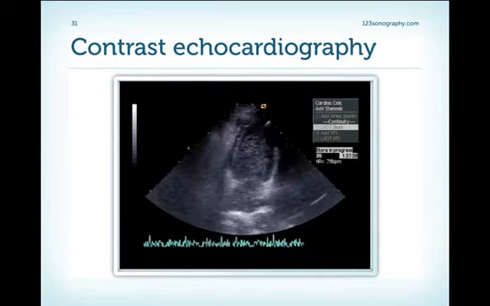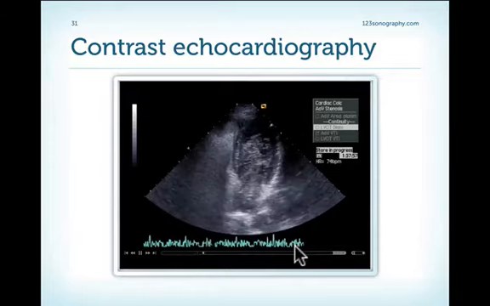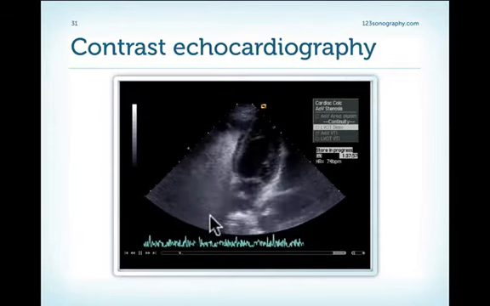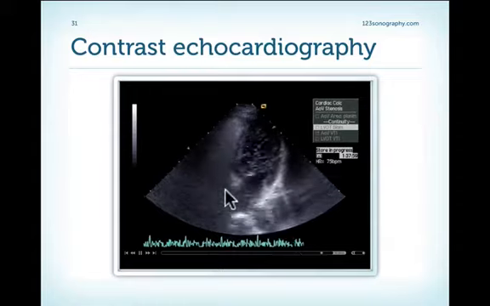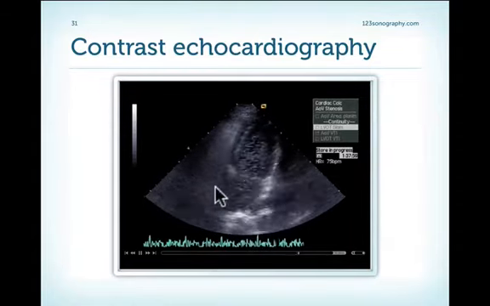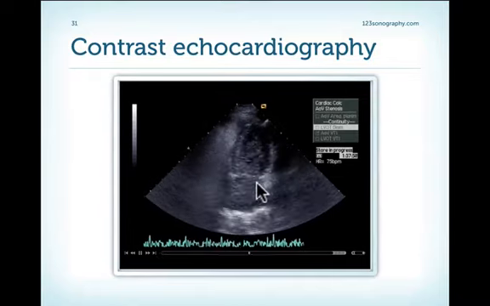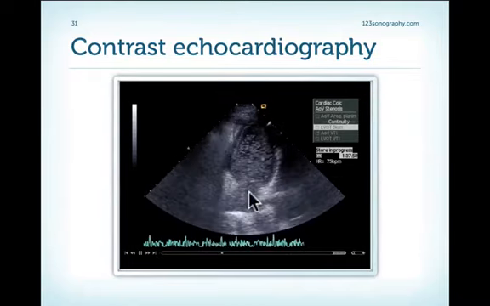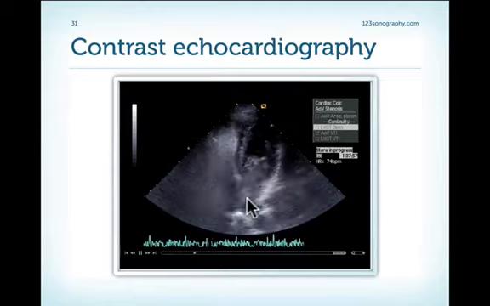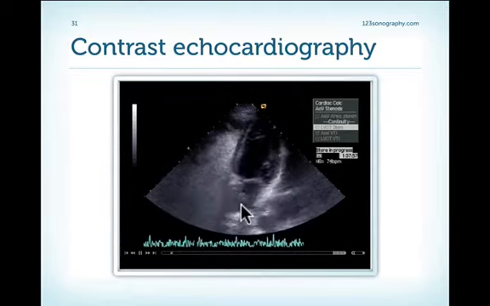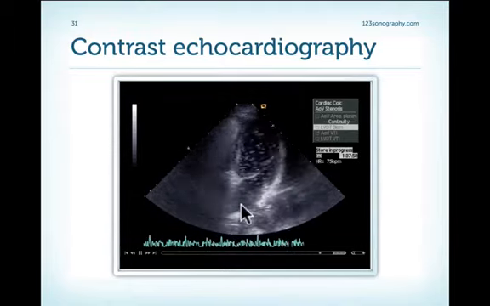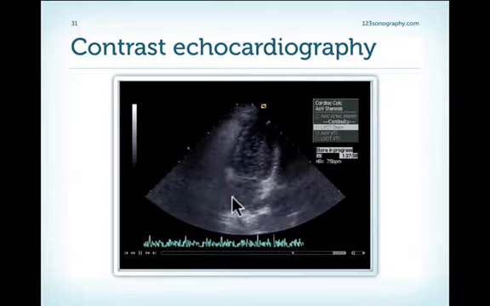Now, how about contrast echocardiography? We see here a contrast injection with clear bubbles. It's a lot of bubbles that go from the right atrium to the left atrium. Now, actually, this is not proving that there is an atrial septal defect. This can also be a PFO, patent foramen ovale.